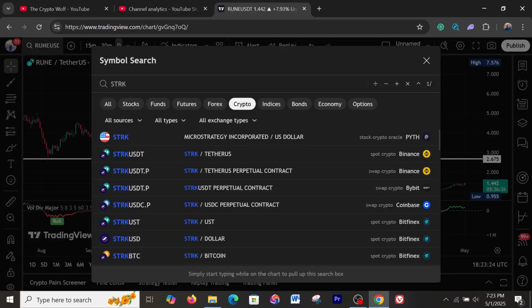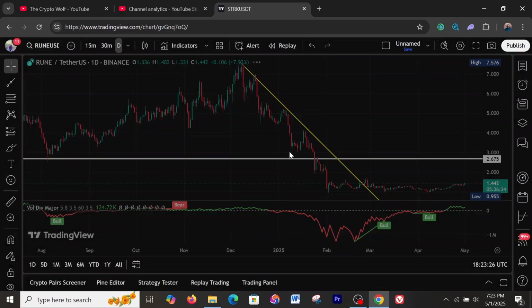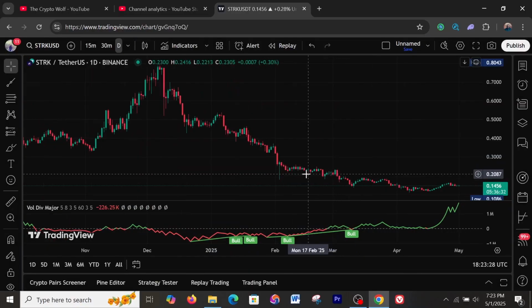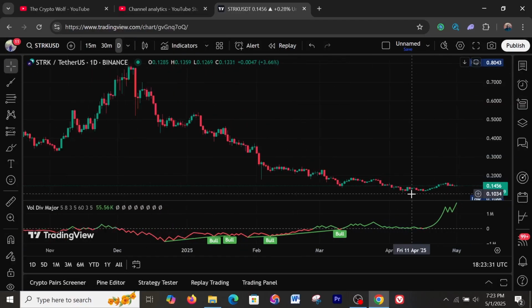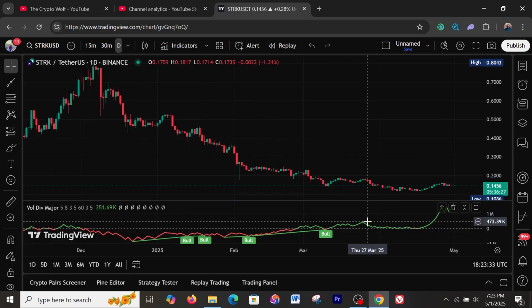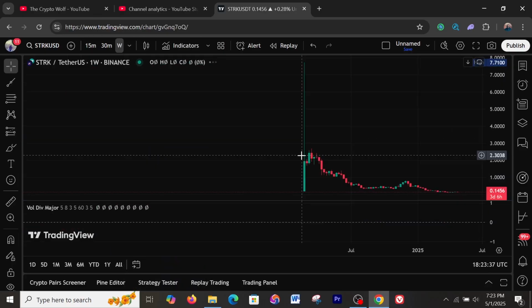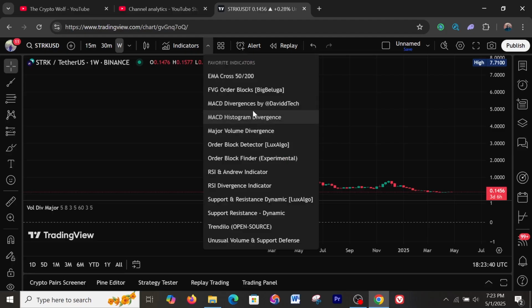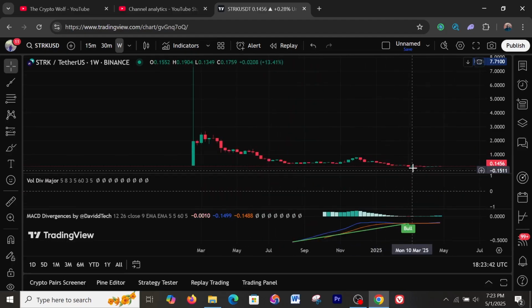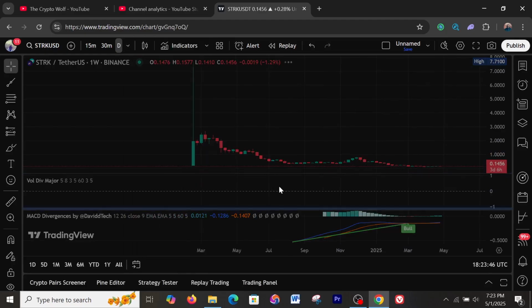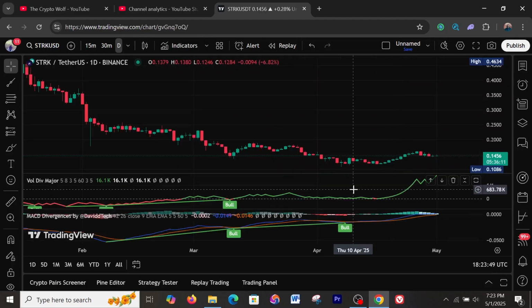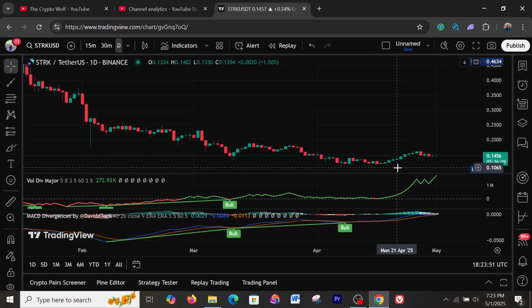So the next is STRK. So this is basically the same thing, the same concept. Trend line break, retest, MACD. Looking at the MACD, switch this to weekly. So check who's in charge. Bullish or bearish, it was still in bullish territory. So come back to the daily, check the volume. Volume is in order. So everything is in order. This is the other token you should focus on, believe me guys.